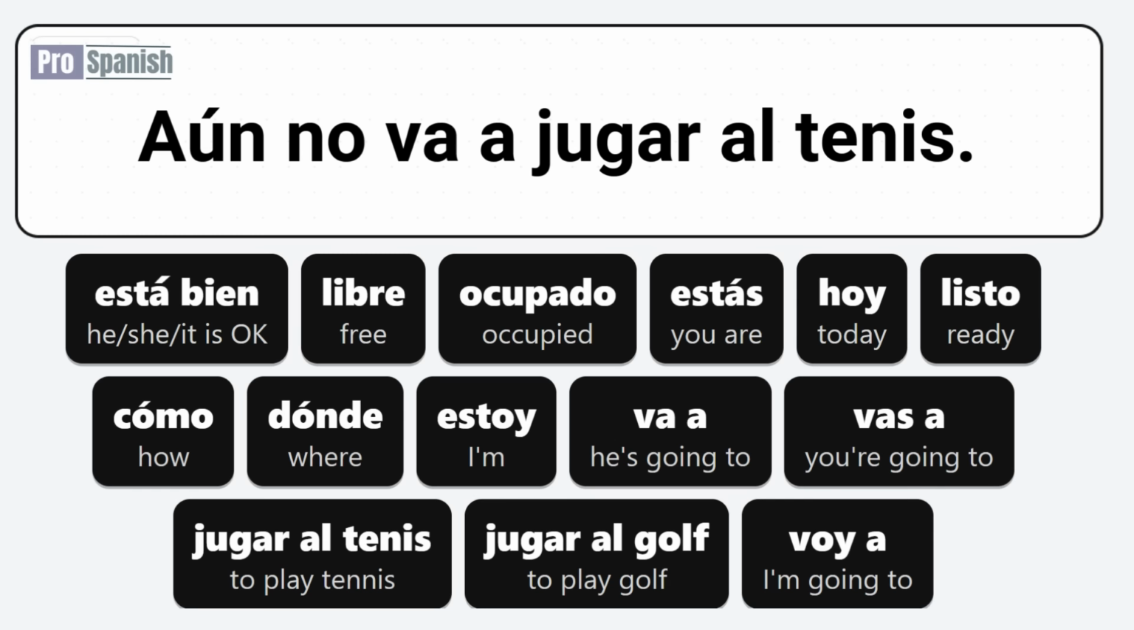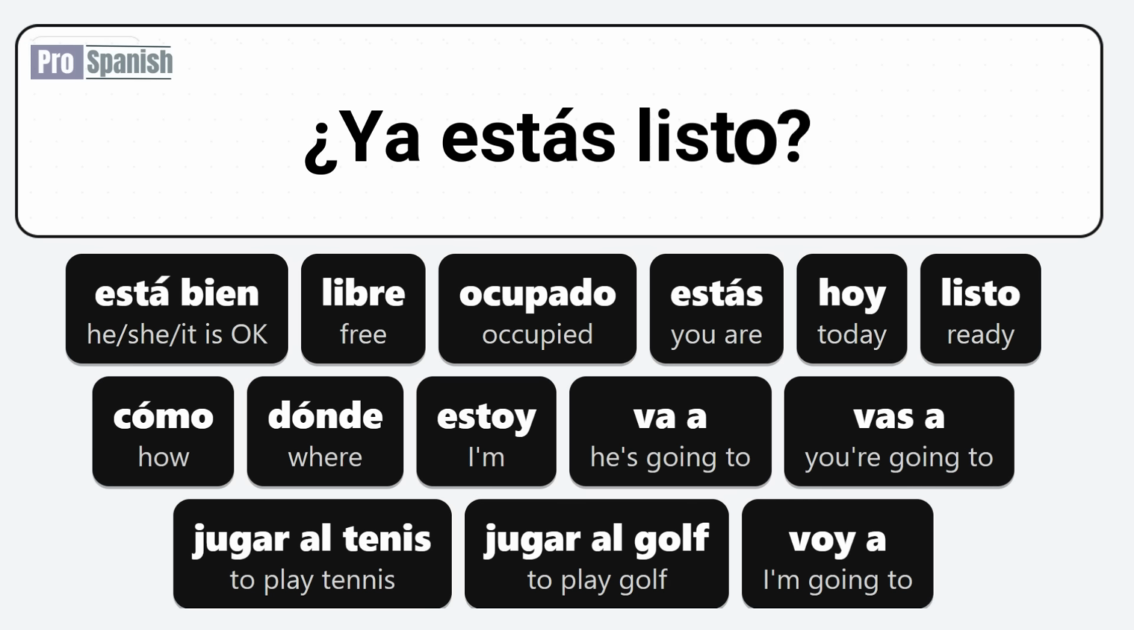However, if we're asking a question, are you ready yet? Then that's different, because clearly we're able to substitute still into that question. Are you ready yet? Are you still ready? Certainly not the same thing. So when it's the question yet, so are you ready yet, we use ya. So, ¿ya estás listo? Are you ready yet?